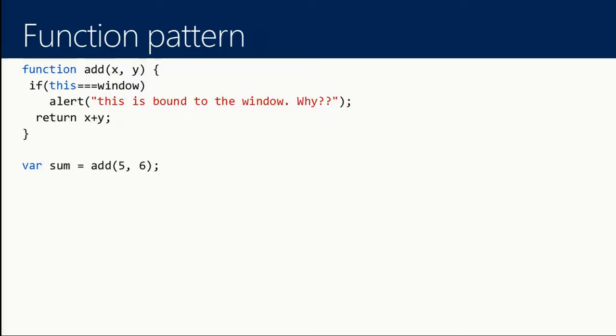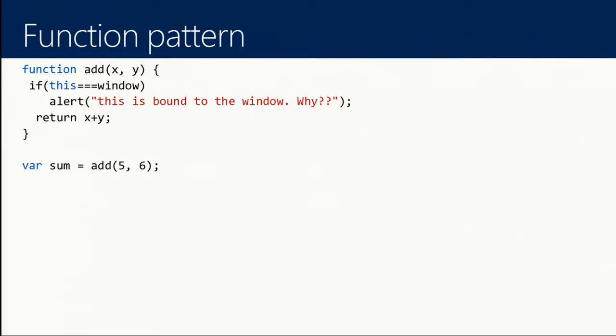So the first way to invoke a function is using what we call the function pattern. This is the most common and clearly the worst way to invoke a function. So this is, again, what most people do. They simply write a function. It has arguments in it, and then they run some code against it, and they call it in a very typical way.